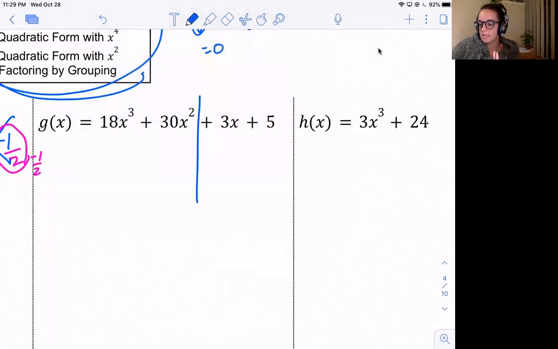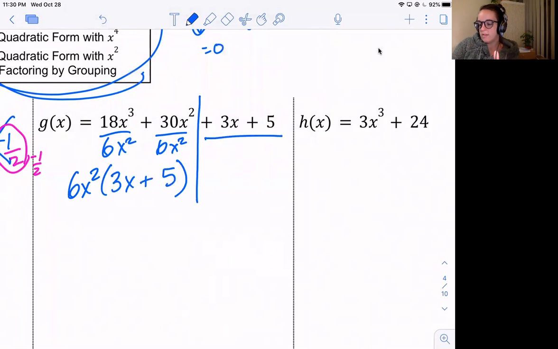I'm going to split these in half since I'm factoring by grouping. Taking a GCF out of here, I know I can take out, looks like 6 and also x squared. So I have 6x squared, and left over I'd have 3x plus 5.